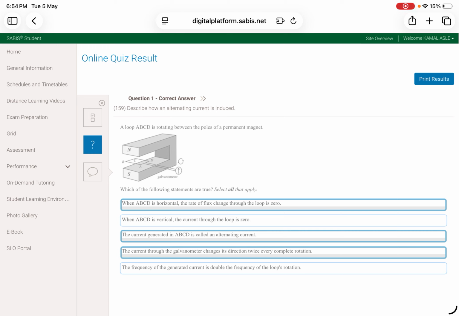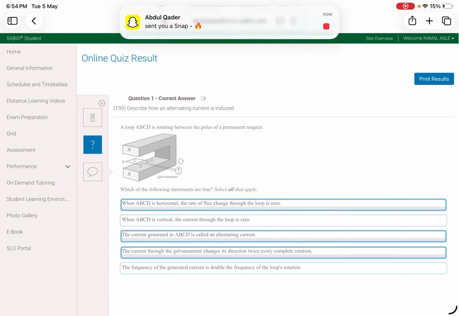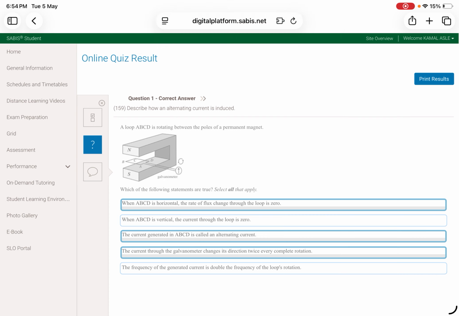Okay, so the first question is, they said that a loop ABCD is rotating between the poles of a permanent magnet. Which of the following statements are true? The first one is when ABCD is horizontal, the rate of flux change through the loop is zero. It's true. Why? Because when the loop is horizontal, its face is parallel to the magnetic lines.